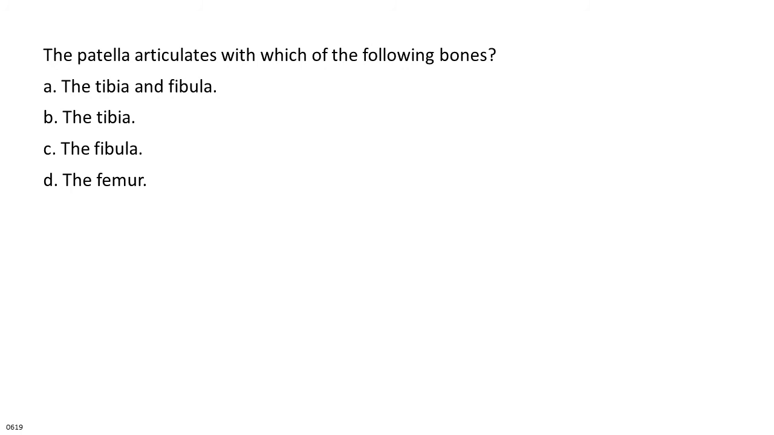The patella articulates with which of the following bones? A. The tibia and fibula. B. The tibia. C. The fibula. D. The femur.